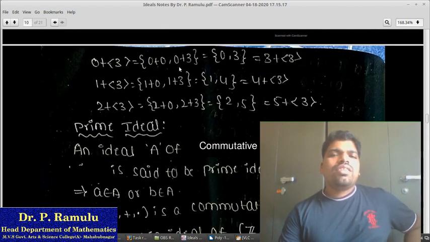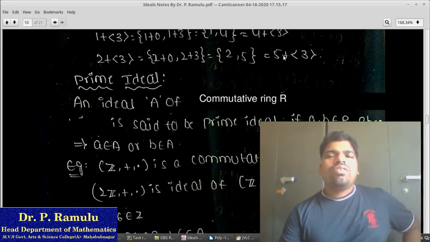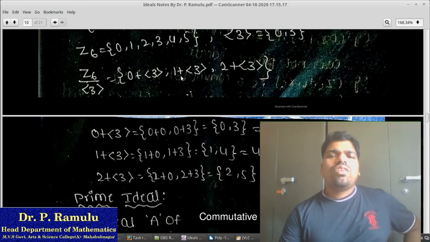So 1 plus generator 3 equal to 0, 3, that equals 3 plus generator 3. 1 plus generator 3 equal to 1 plus 1, 4, that equals 4, generator 3. So 2 plus generator 3 equal to 2, 5, that equals 5 plus generator 3. So it contains this element.